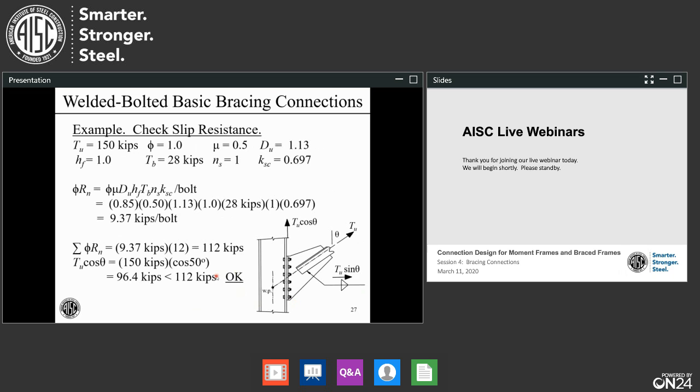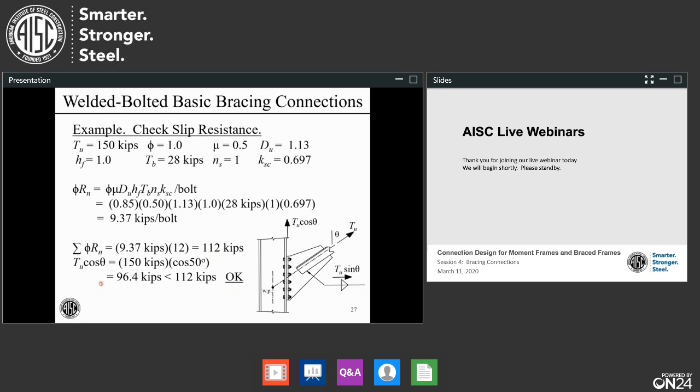Keeping on through the calculations, we get to our equation for the strength, or slip resistance. Got the phi going in there, slip coefficient going in there, and all these other values coming in here. We get 9.37 kips per bolt. Not much. We sum those up. We have 12 bolts. You can see we have 6 rows there, and we have 2 columns of bolts. Multiply this out, we have 112 kips. That's our design slip resistance.